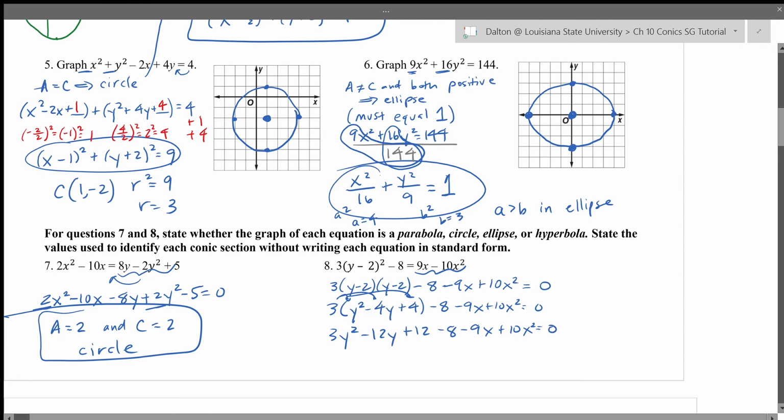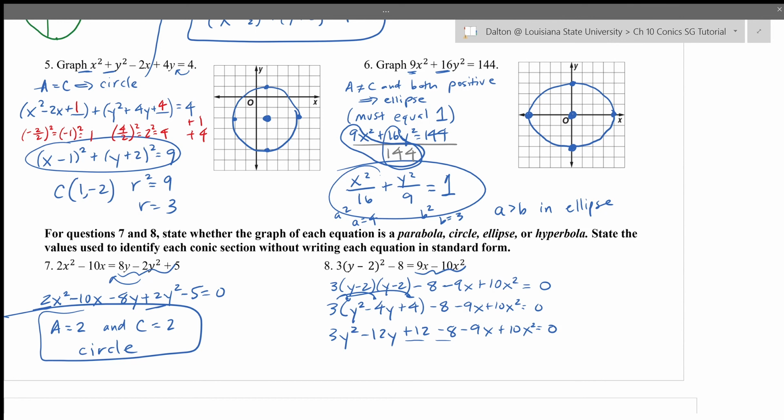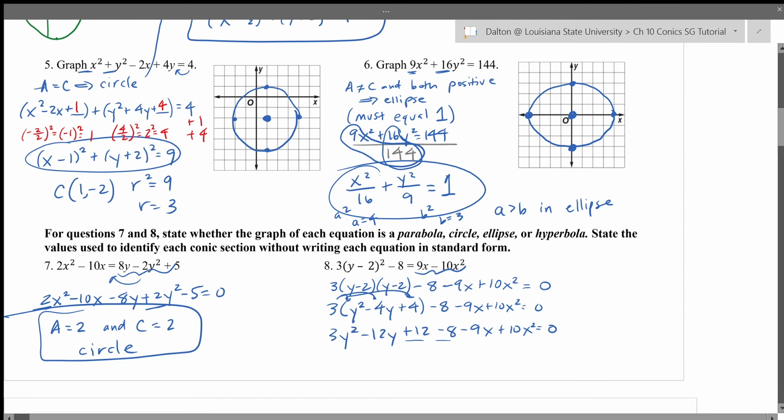Now, if you want, you can add terms like 12 and negative 8. Those are the only two that are common, but that's not going to have any implication on A and C. A and C are going to be the coefficients in front of the squared terms. A is going to be 10, and C is 3. So since A is not equal to C, but both are positive, that implies that we have an ellipse given by this equation.